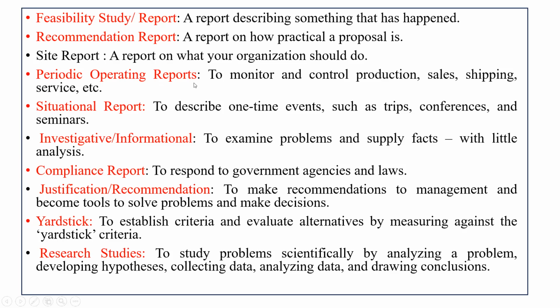Then periodic operating reports. This is to monitor and control production, sales, shipping, services. So after each period, after 1 month, or after every 24 hours, or after every week, you need to write how much production is done till now in that particular company, how much sale has been done, how much shipping material, or whatever service you are giving, how much that service is used or given in that particular time period. So it is called a periodic operating report.